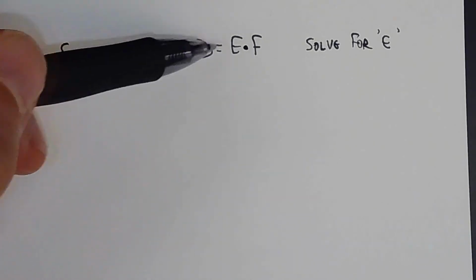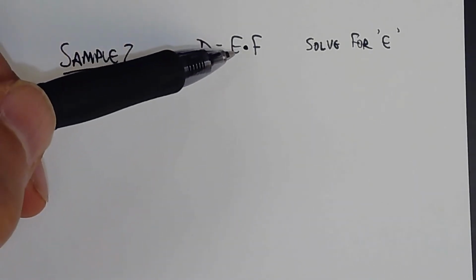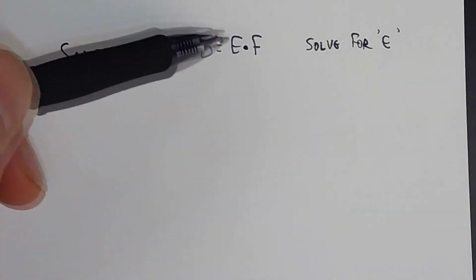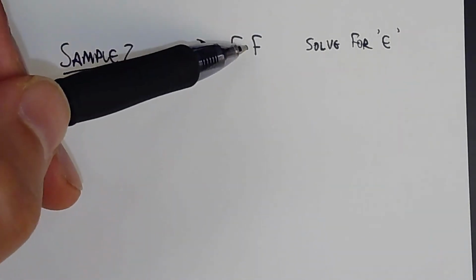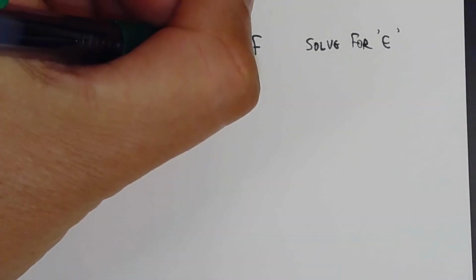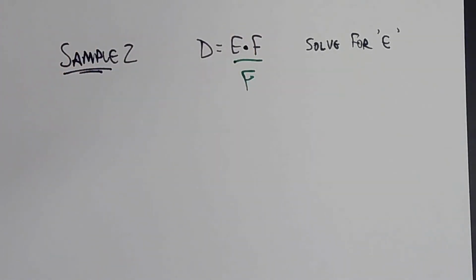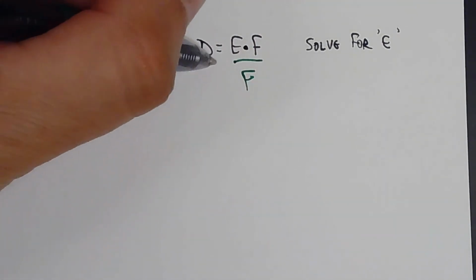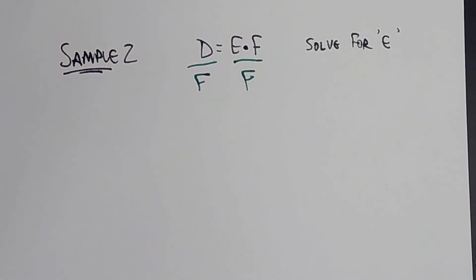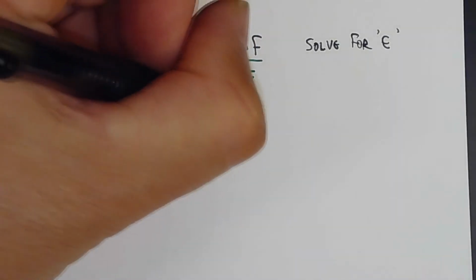Again, there's not really any working from the outside in because it's basically a one-step problem on this one. If it's E times F and we want to solve for E, then the opposite of multiplication is division. So I have to divide out F on this side. And if I divide out F on the right, I have to divide out F on the left as well. Whatever I do to one side, I have to do to the other to keep the equal sign valid. And so we have D over F equals E.